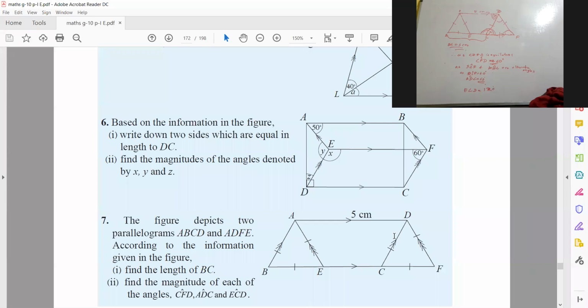Sorry. Now you can see it now, right? Okay. Your answers are correct. ECD, I think, 126 degrees. Okay. Now you can see the board, right?